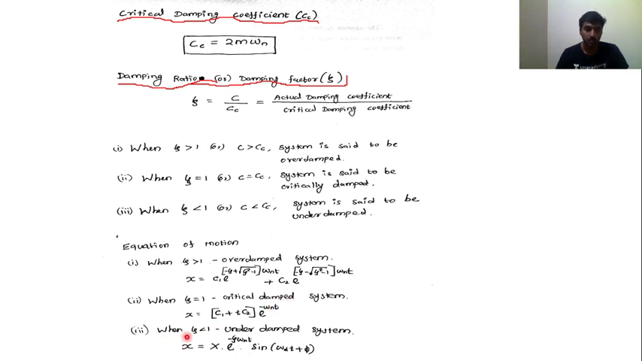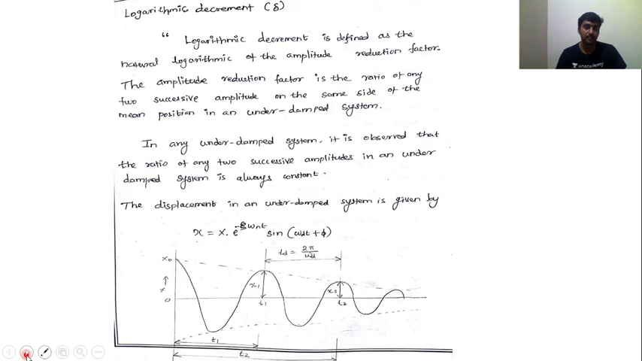Then the last one, when zeta is less than 1, the underdamped system: x is equal to capital X into e power minus zeta omega n into t, into sine of omega d into t plus phi.